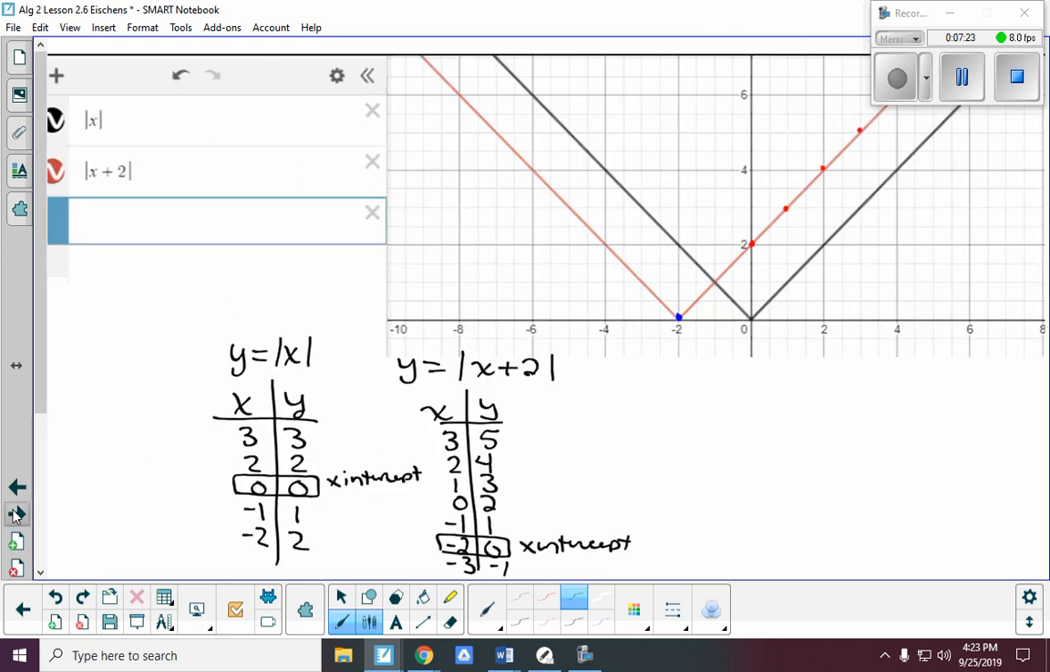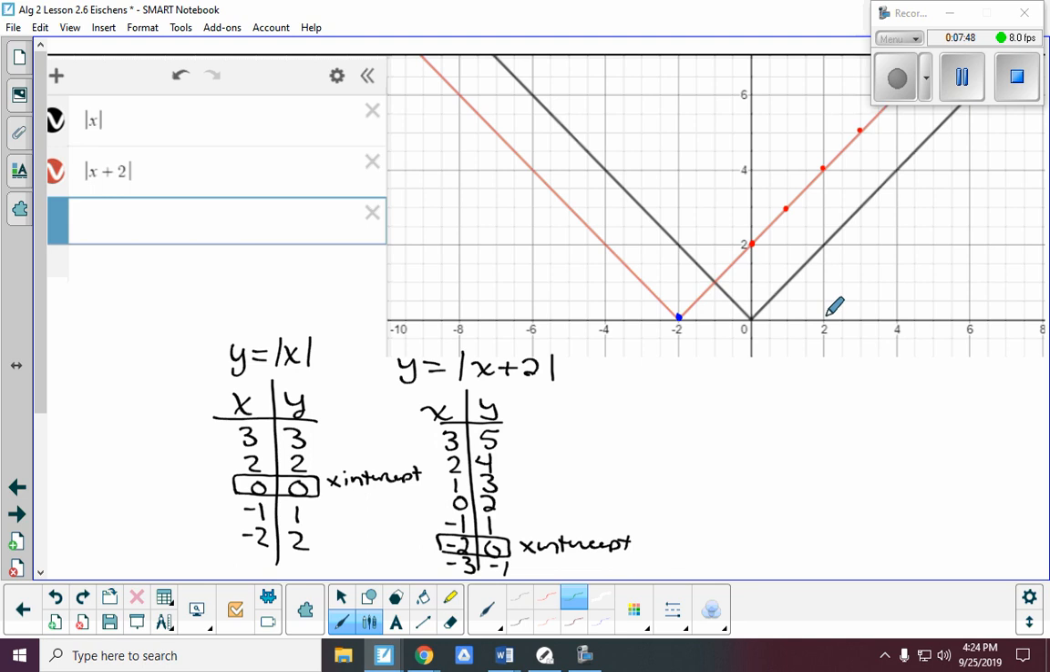Here is another example of this. Here we have the graph of y equals the absolute value of x, and I have that in the black right here. And if you graph that, or make an xy chart, you'll see why that's the graph. And then next to it in red, I have the graph of y equals the absolute value of x plus 2. So you'll notice when I plugged in points, when x was 3, y is 5.